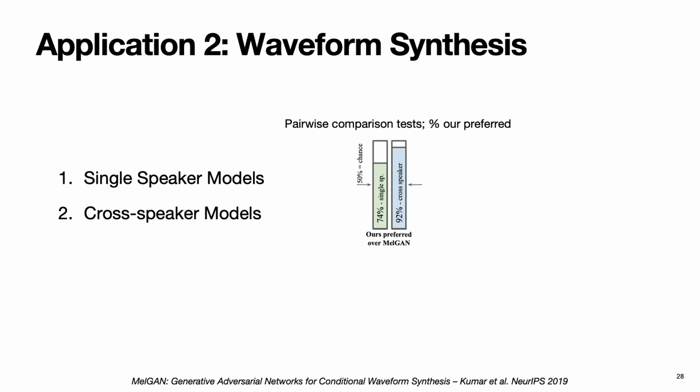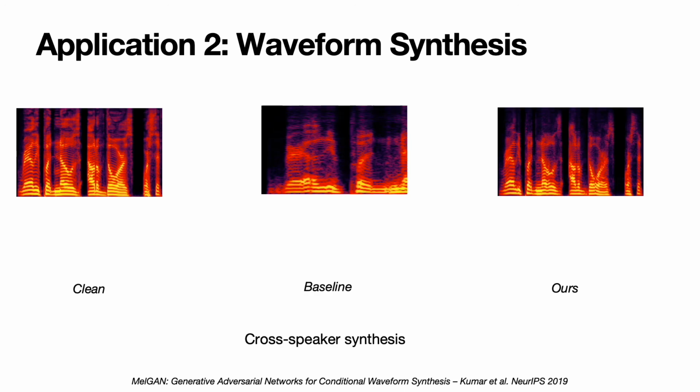We take the existing model and just add CDPAM as an additional loss in the training objective and observe that a subjective pairwise comparison prefers our model always better than the baseline. Let's listen to one such example. For the cross-speaker synthesis case, let's first listen to the clean audio recording first.